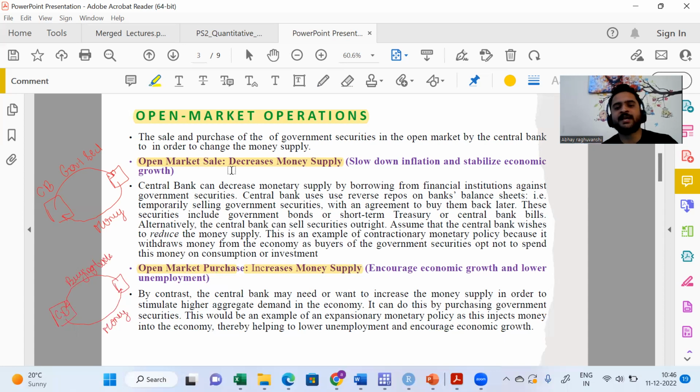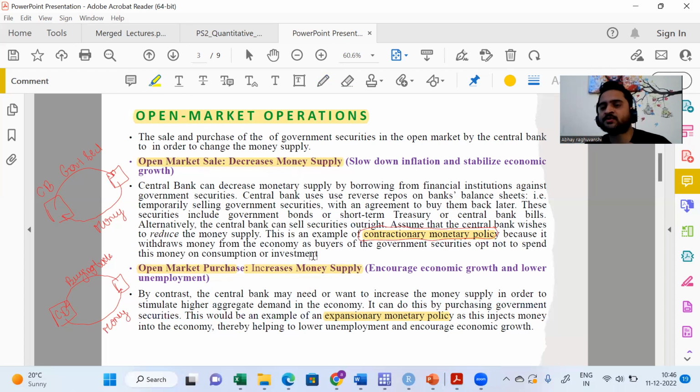So the open market sale is often called the contractionary monetary policy, because it reduces the money supply. Okay. And open market purchase is called the expansionary monetary policy, because it injects money into the economy, that is, it increases the money supply in the economy. So now we have understood one of the tools available to the central bank, through which it can change the money supply in the economy.